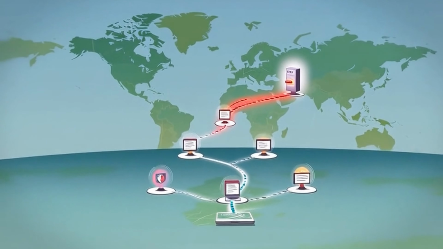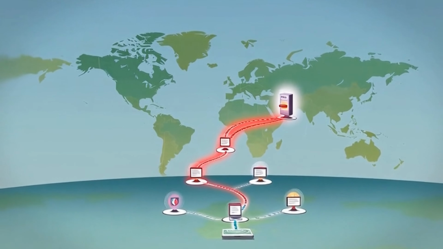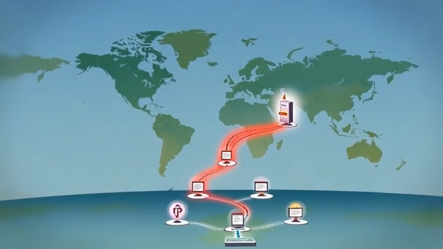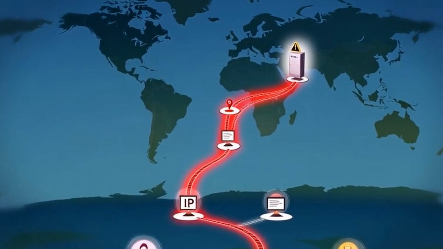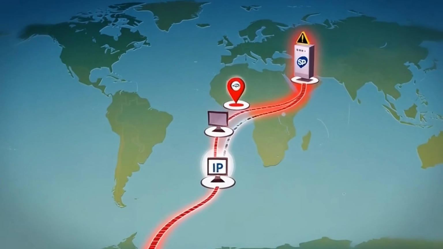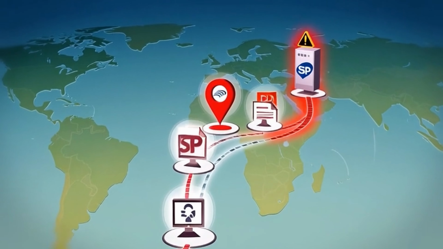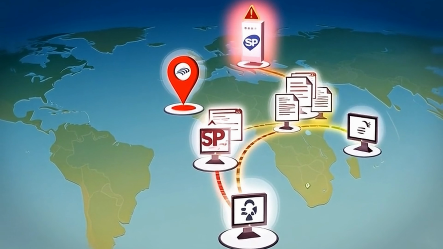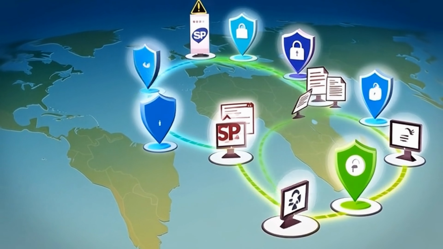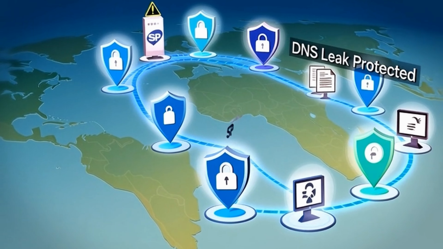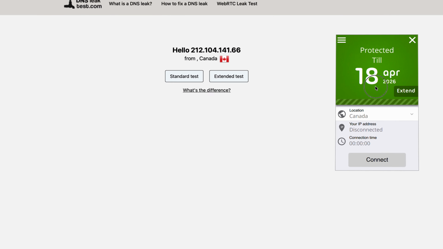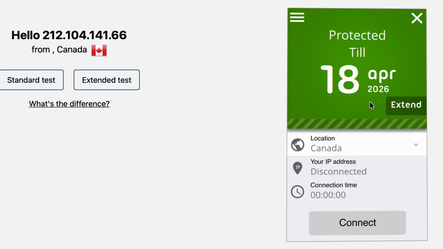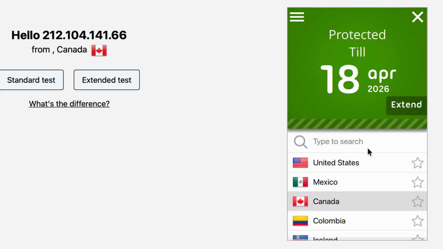One of the key benefits of using Seed4Me VPN is that it automatically prevents DNS leaks, with no manual configuration required. All DNS requests are securely routed through VPN servers, keeping your browsing activity private and hidden from your internet service provider. To stay protected, simply connect to Seed4Me VPN and start browsing. You can verify your protection by running a DNS leak test on dnsleaktest.com.